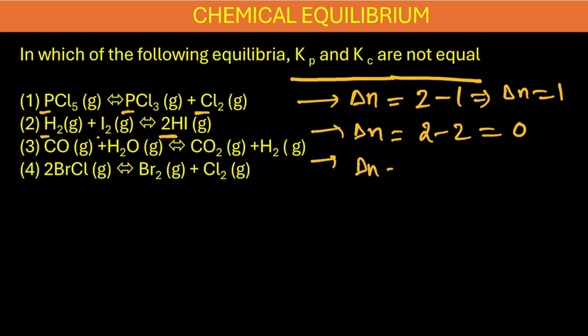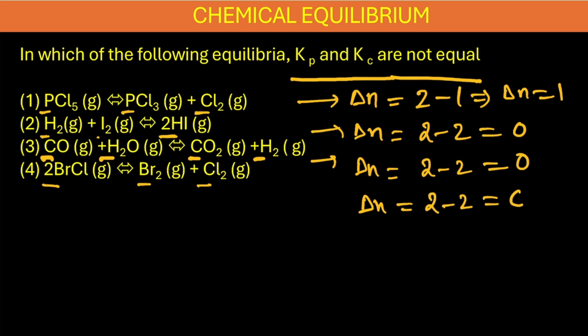In the third case, delta n is equal to, now here it is 1 plus 1, 2 gaseous products, and here 1 plus 1, 2 gaseous reactants. So here also 2 minus 2, 0. Now let us look at the last option, 1 plus 1, 2 gaseous products and 2 gaseous reactants. Here delta n is equal to 2 minus 2, that is equal to 0. Now what is the question asked? In which of the following equilibria Kp and Kc are not equal?